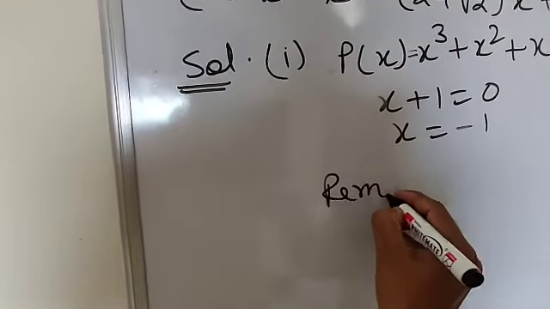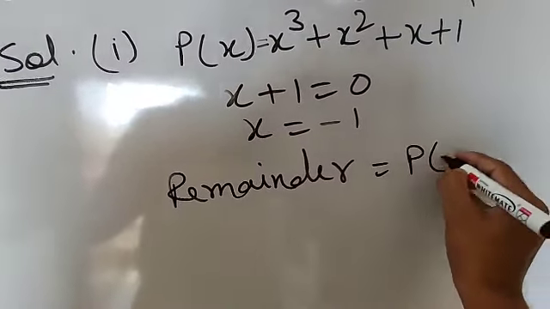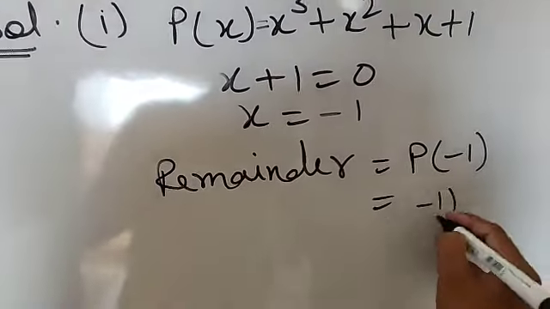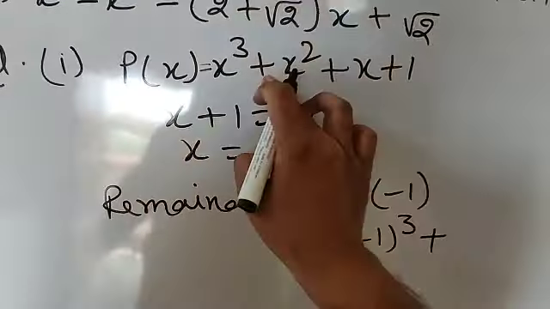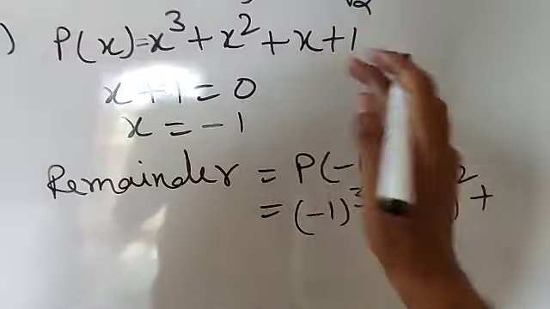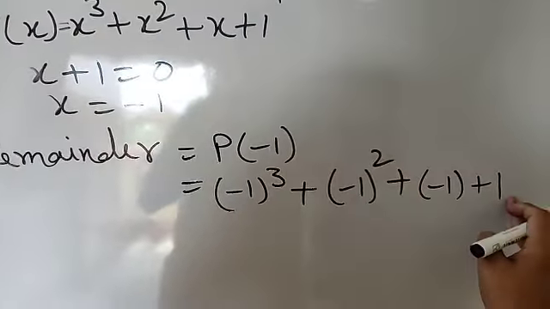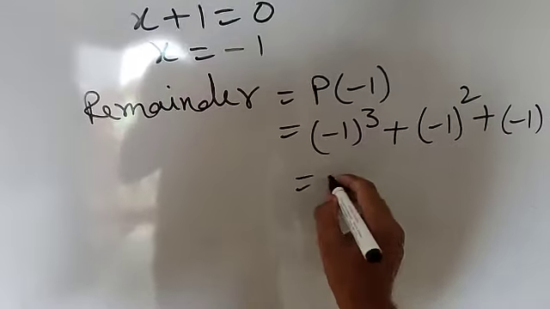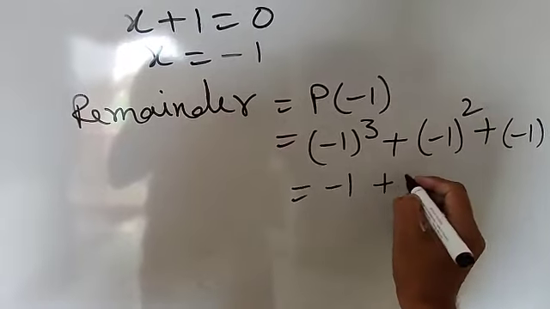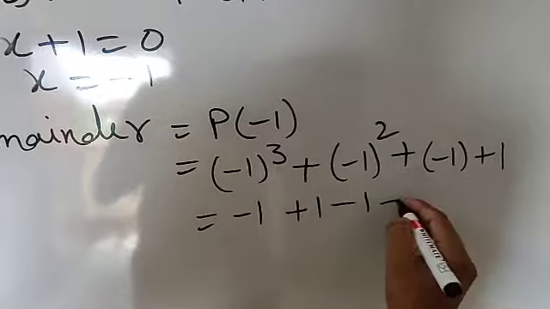So here the remainder equals p(minus 1), where x is replaced by minus 1. Here x cube means minus 1 cube, plus x square, so minus 1 square, plus x, so plus minus 1, and plus 1, that is the constant term, which stays as it is. So it is equal to minus 1 cube, which is minus 1, plus minus 1 square, which is plus 1, plus minus 1, plus 1, that is minus 1 plus 1 plus 1 minus 1 plus 1.